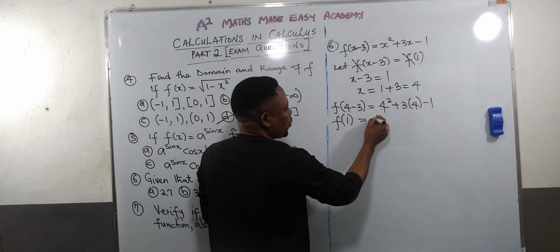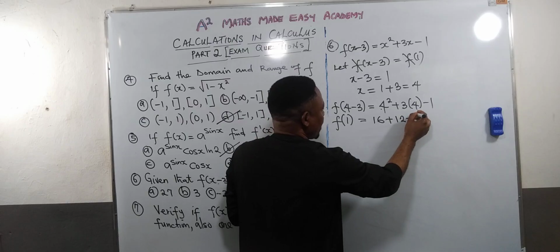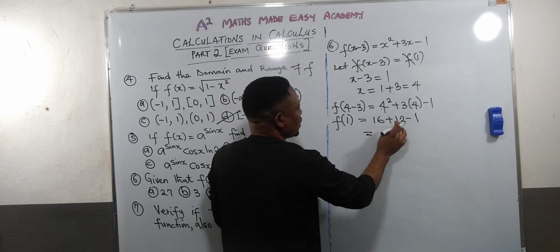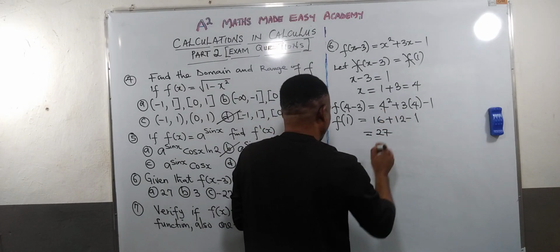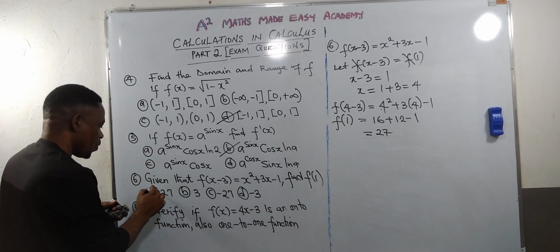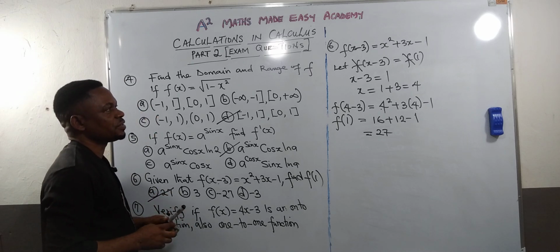Then let's move on. 4 squared will give you 16, plus 3 times 4 will give you 12, then minus 1. Can we say 16 plus 12 will give you 28, and 28 minus 1 will give you 27? Do you have 27 in the option? Wow. The correct answer is option A. Have I made myself clear?